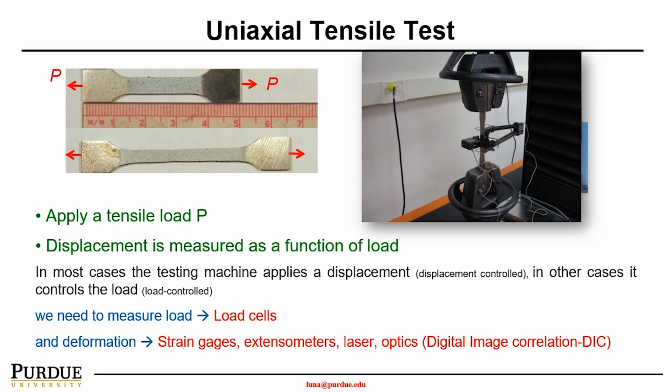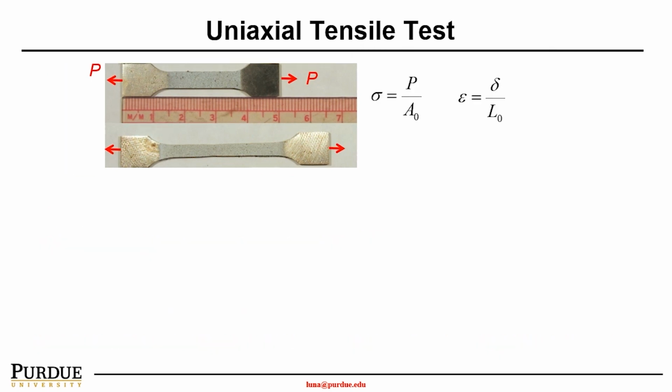We need to measure the load by using a load cell. For deformation, we can use a strain gauge or an extensometer, as shown here. Or there are newly developed methods, such as using a laser or optics, for instance digital image correlation, DIC, which gives a better or more accurate measurement.